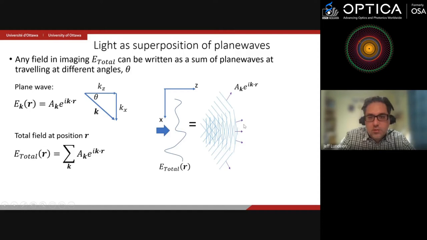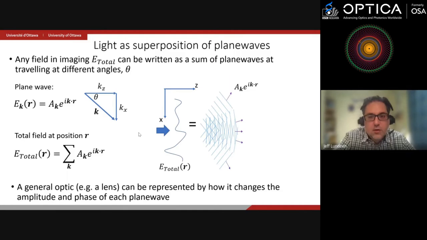And the reason why that's nice for thinking about what the space plate does is that now we only need to think about how space affects each of those plane waves. If we can transform each of those plane waves, then by linearity, we will transform the field. And if we can transform each of those plane waves the same way that space does, then we'll transform the entire field the same way that propagation through space does. And in fact, any optic can be represented by how it changes the amplitude and phase.